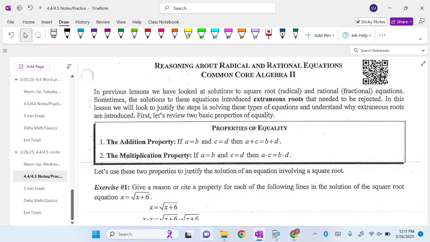So when we look at square root or radical equations plus rational or fractional equations, sometimes the solutions to these equations are introduced as extraneous roots. So we talked about this the other day. What does it mean if it's extraneous?